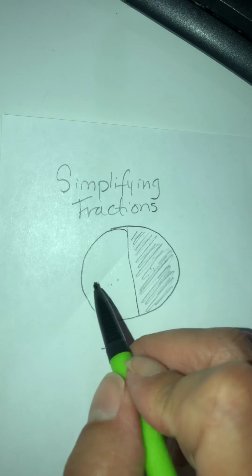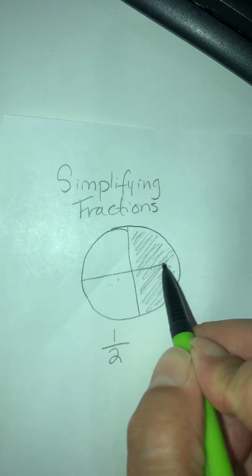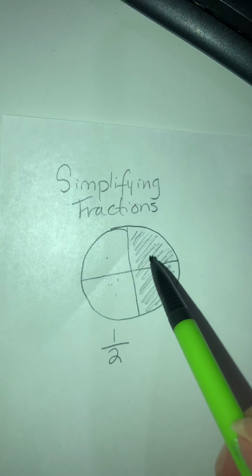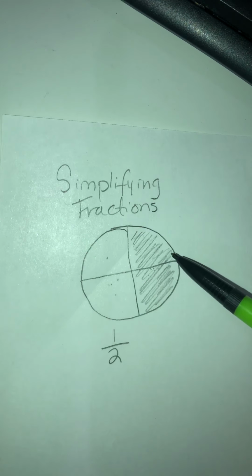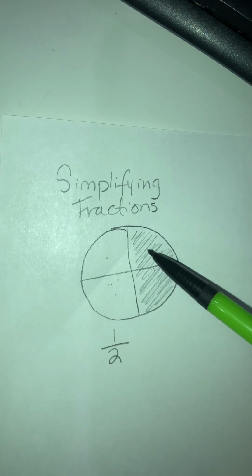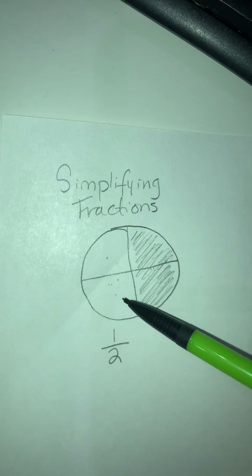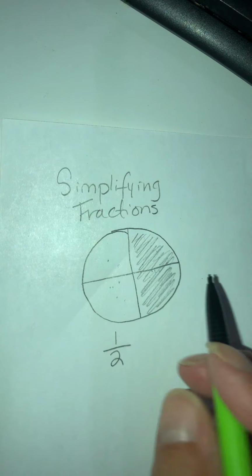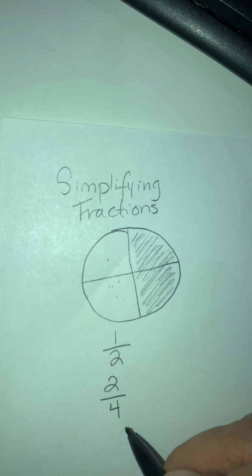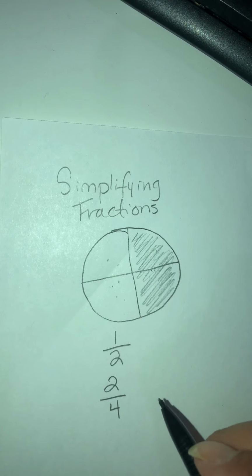Now let's cut that pizza into 4 slices. 1, 2, 3, 4, and they're all the same. We still ate the same amount. We still ate half, but now let's say we ate 2 out of 4 of the pieces of pizza. So we ate 2 out of 4, so we ate 2/4 of the pizza.